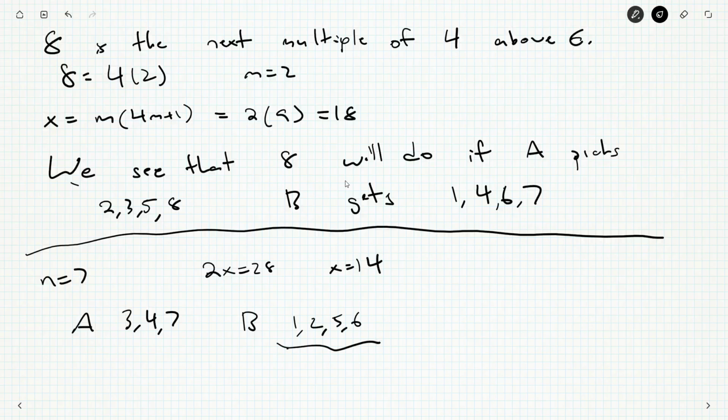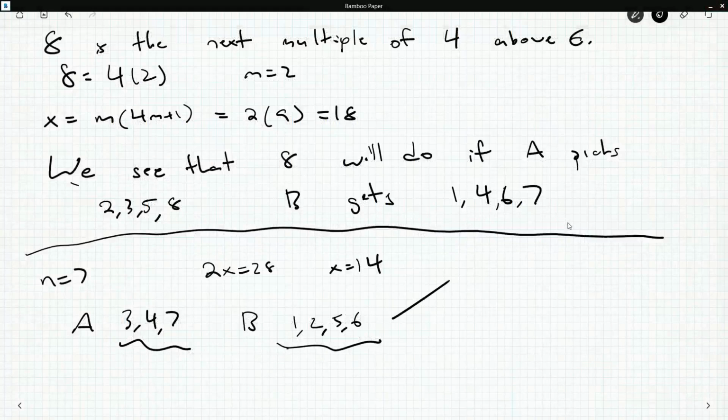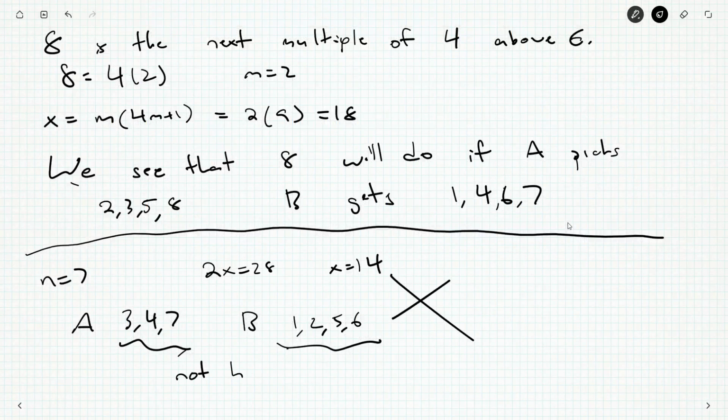That would work, but we don't have them both picking the same number of slips. And they're not each choosing half of the slips there. So that's why I would say 7 doesn't work. Okay? There's not half the slips, because you can't halve 7 slips. Alright? So our answer is going to be 8.